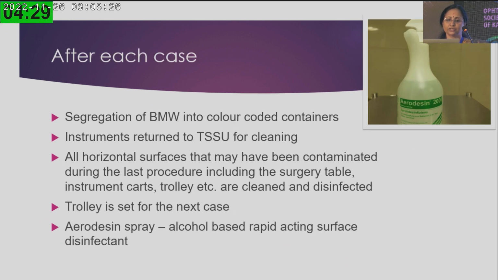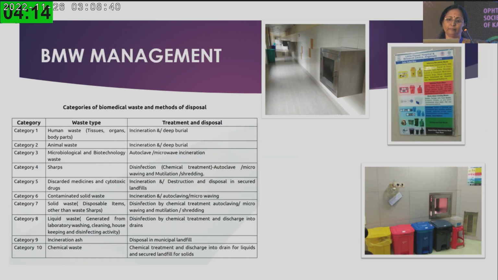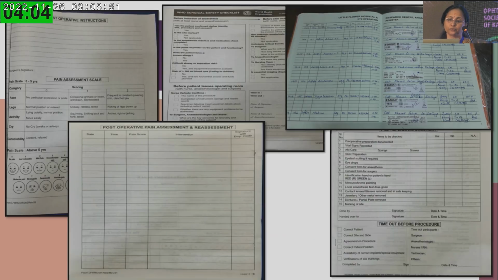And after each case, you should segregate the biomedical waste into color-coded containers, and instruments are returned to the TSSU for cleaning. And all horizontal surfaces which have been contaminated by the procedure have to be cleaned and disinfected. And the trolley is set for the next case. So the biomedical waste should be first collected in the color-coded containers and then passed through the disposal corridor.